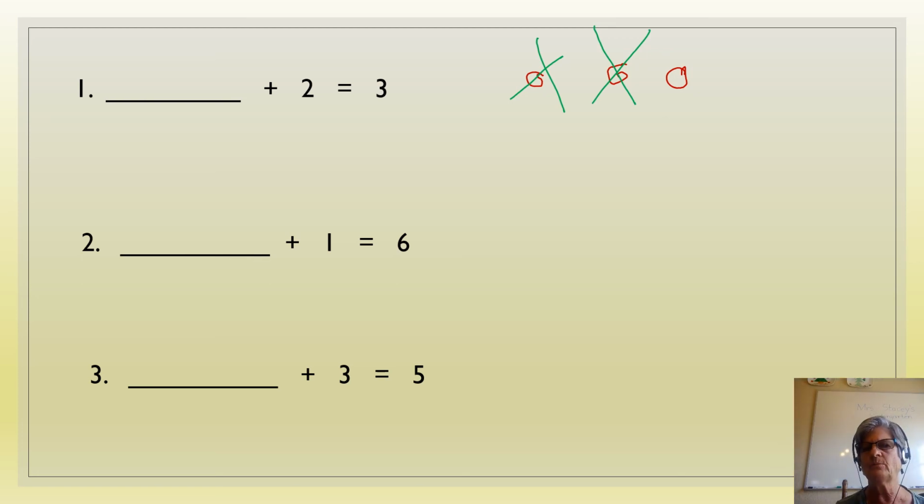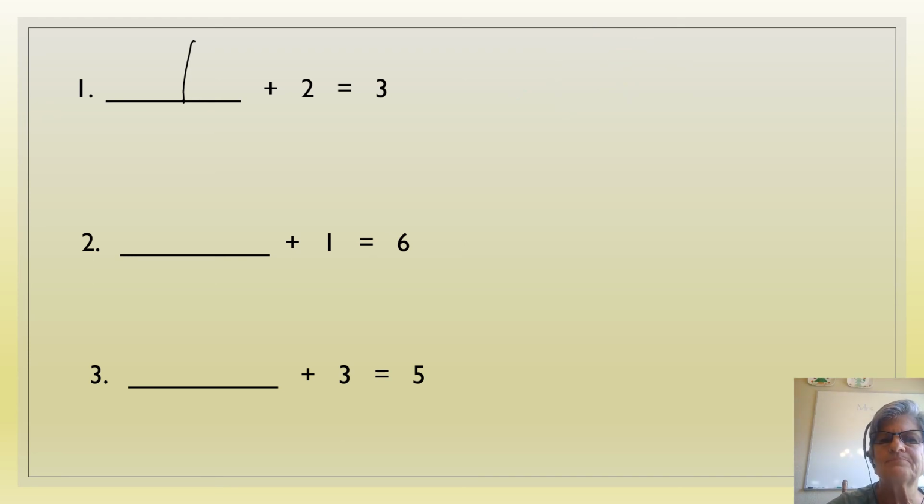Now, how many circles do I not have crossed out? You guessed it, there's 1 circle that is not crossed out. So I put a 1 in the line. It says 1 plus 2 equals 3. Now I'm going to erase these over here because I don't want to mix you up. I'm going to see if 1 plus 2 really is 3.